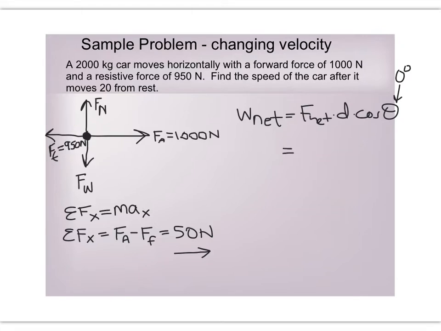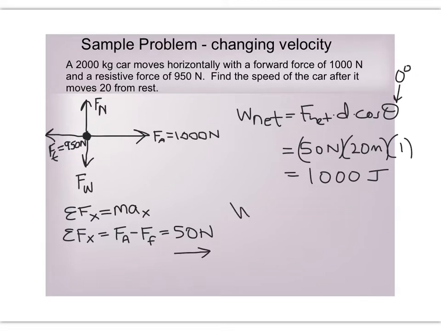And so now what I can do is plug in the net force, 50 newtons, times the distance, 20 meters, times the cosine of 0, which is just 1. And I get 1,000 joules. So there was 1,000 joules of net work done on the car.